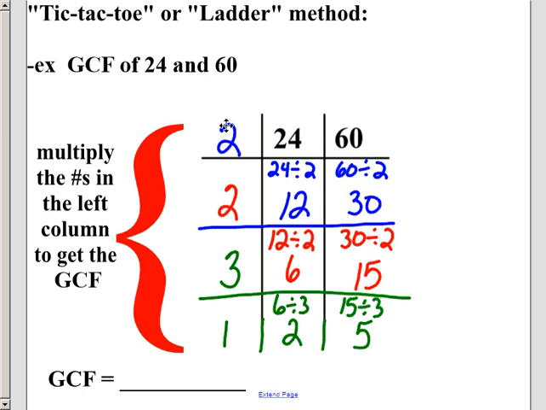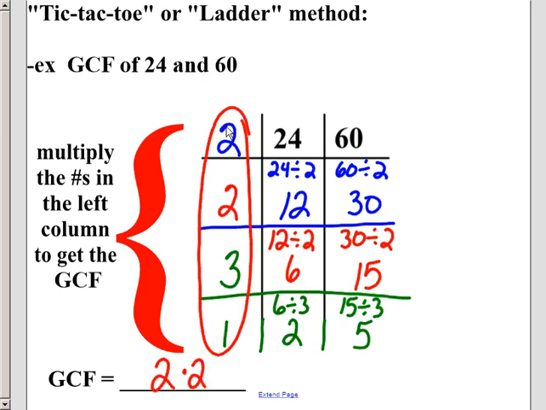Now let's look and see how we find the greatest common factor. We see a note over here that says multiply the numbers in the left column to get the greatest common factor. So that means I can multiply 2 times 2 times 3, and I don't necessarily need to do the times 1 because multiplying anything by 1 just gives the number. That's what the identity property tells us. So 2 times 2 is 4, times 3 is 12. The greatest common factor of 24 and 60 is 12.